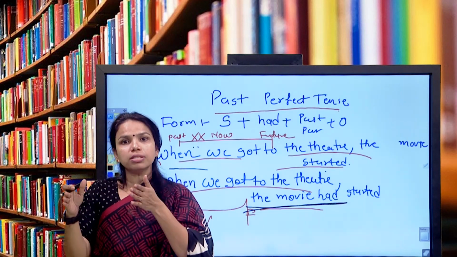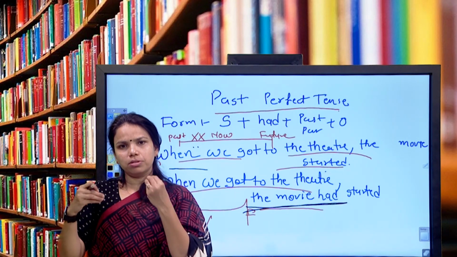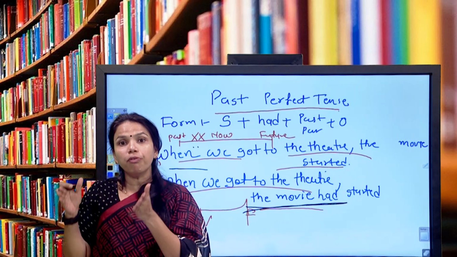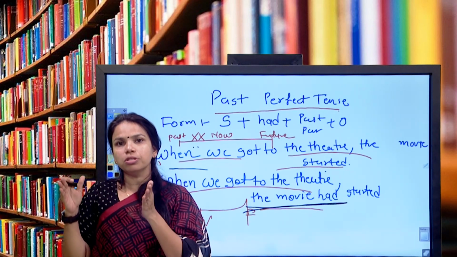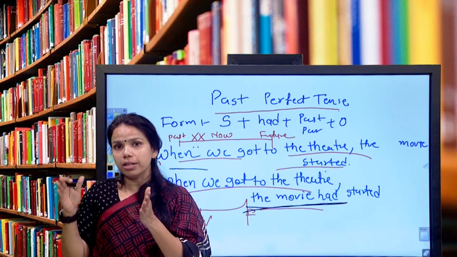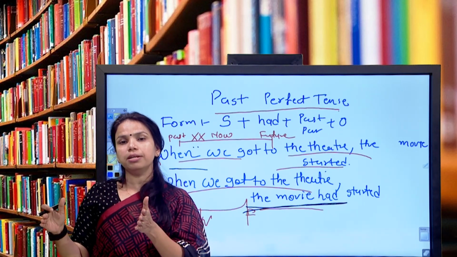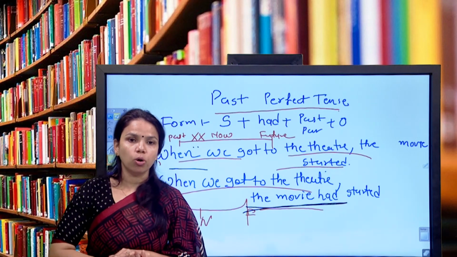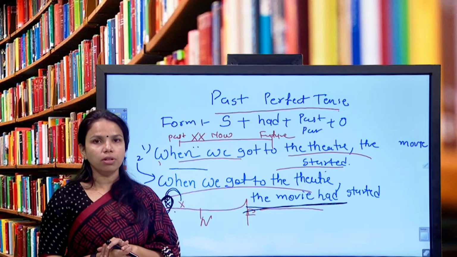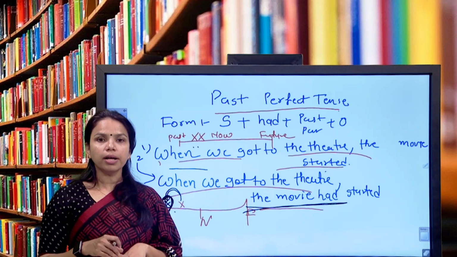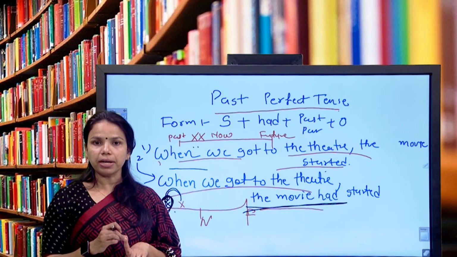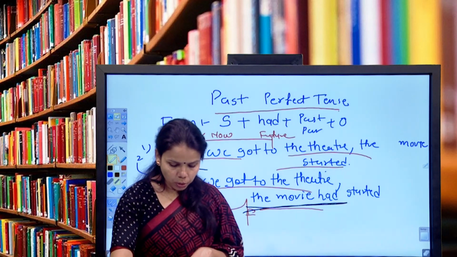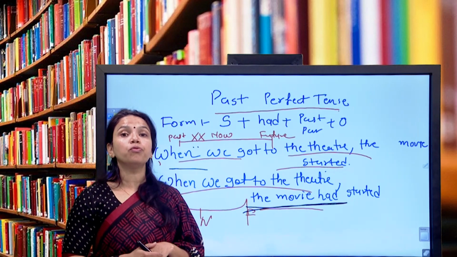So in these two sentences, starting the movie was the action that happened first. So in that situation, the movie had already started, and in that particular sentence you have to use past perfect tense. I hope in this session you have learned present perfect tense and past perfect tense very well. In our next session, we are going to discuss simple future tense.